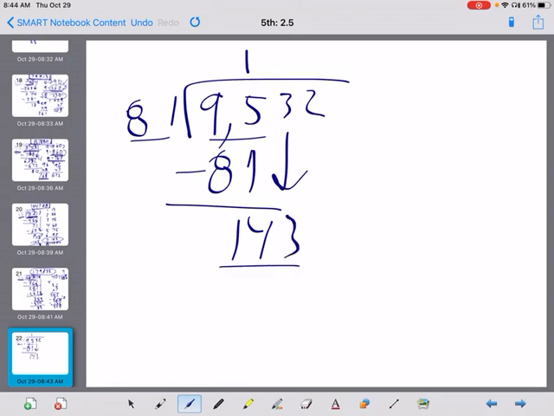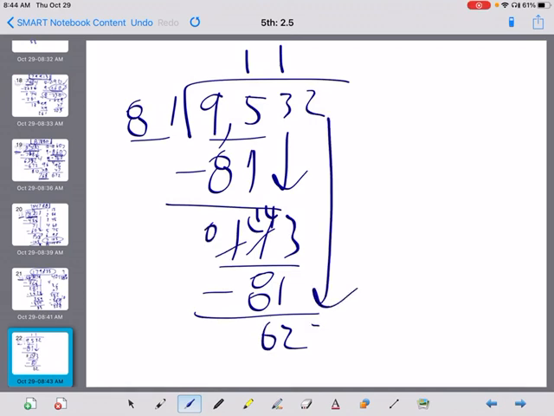81 goes into 143. Well, 80 times 2 is 160. So 81 times 2 is going to be more than that. So we're just going to do 1 again. 1 times 81 is 81. Subtract it. This becomes 14 and 0. 14 minus 8 is 6. Drop down the 2. 81 goes into 622.